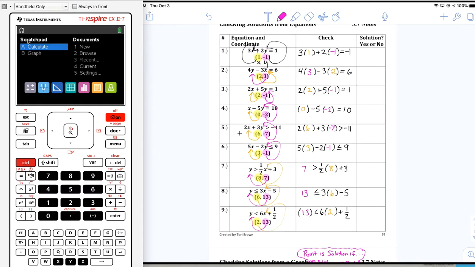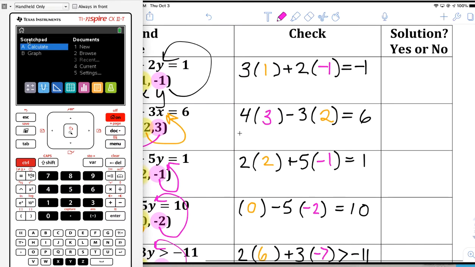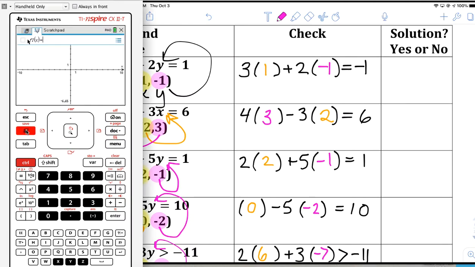Wonderful. All right, let's zoom back in. Let's talk about the first 3 problems. Okay, or the first 4 problems. On the first 4, all of these are equal signs. So we're going to go into our scratch pad over here on my calculator, basic screen, and we're just going to type the whole thing in all the way across. All right, so I'm going 3 parentheses 1, plus 2 parentheses negative 1 equals a negative 1. Just type the whole thing in.